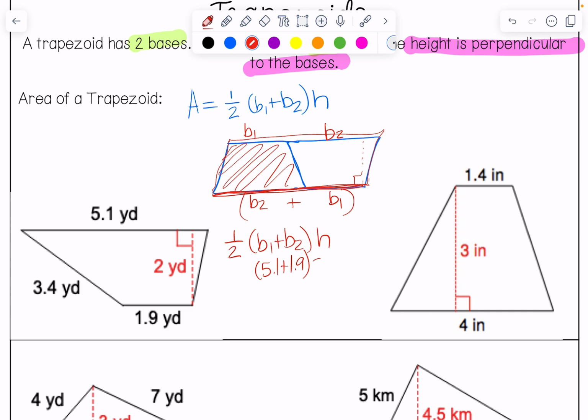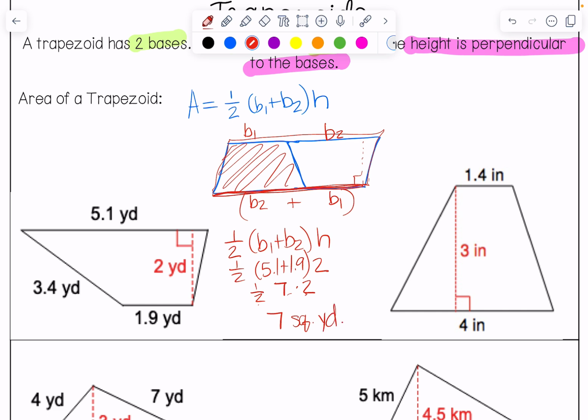And then my height that's perpendicular to those is going to be 2, and I'm going to need to take 1/2. So 5.1 plus 1.9 is going to be 7. So really I have 1/2 times 7 times 2. Now remember, you can multiply in any order. So I could multiply 7 times 2 and get 14, and then take half of that to get 7, or I could do half of 2 is 1, and then 1 times 7 is going to be 7. So this is going to be 7 square yards.